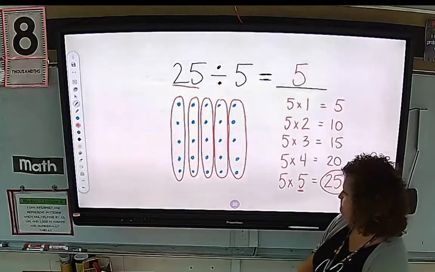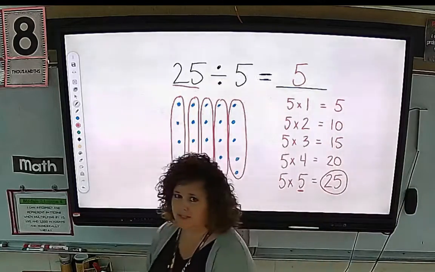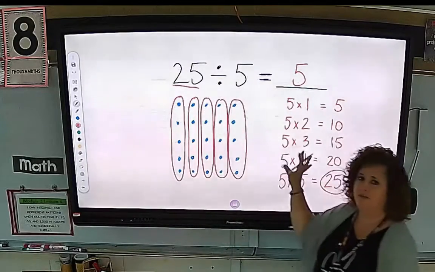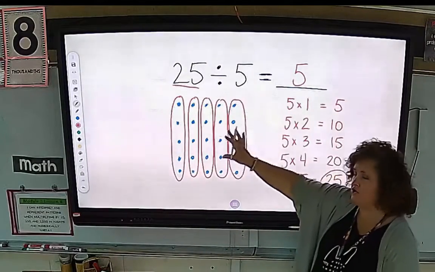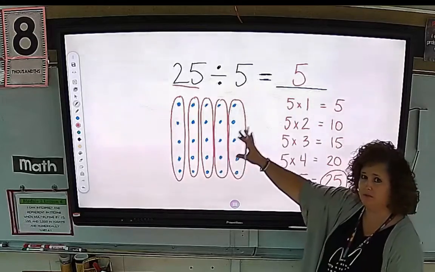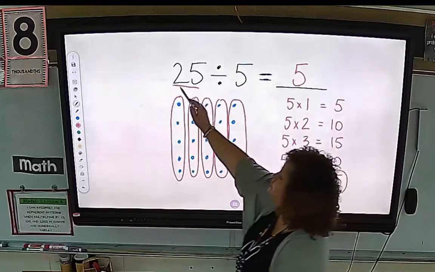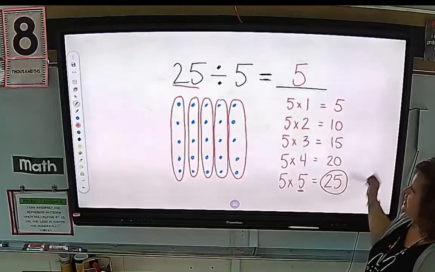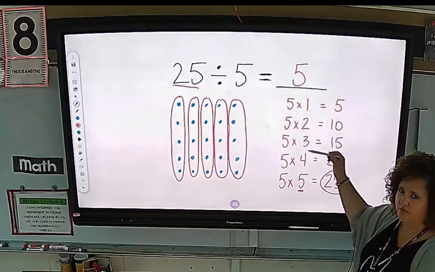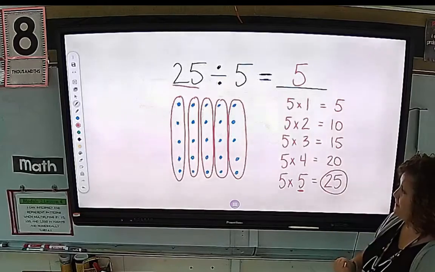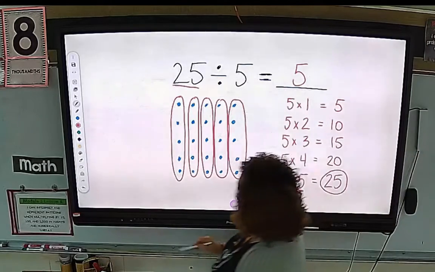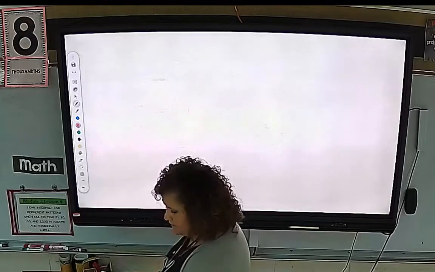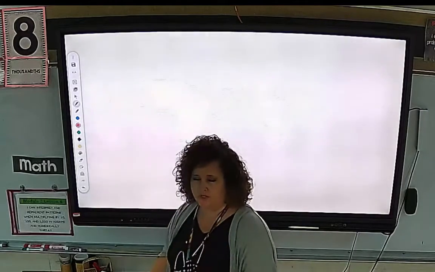Okay, so that's one example, one problem, but worked in 2 different ways. You've got your strategy of drawing groups, drawing what you're dividing up, and circling groups. Then you've got your strategy of looking at your multiplication facts. All right, so what if we had another problem? Let's put another example. We're going to show those 2 strategies again.